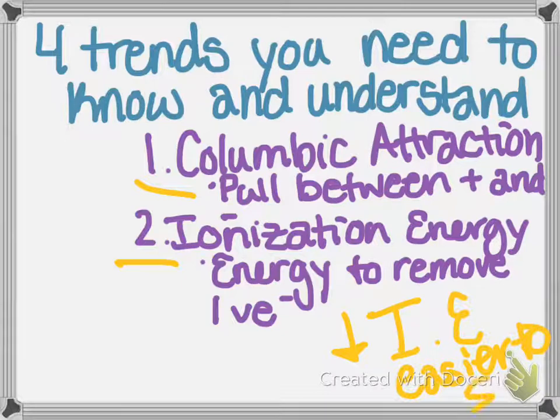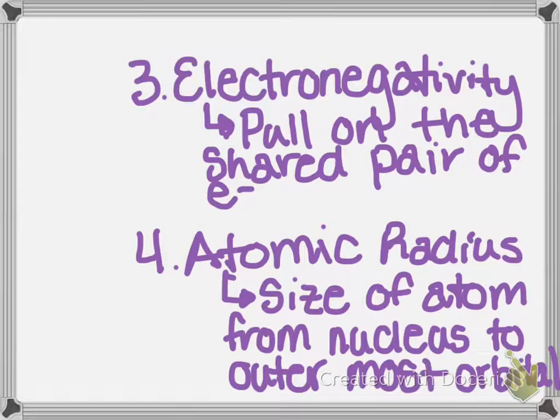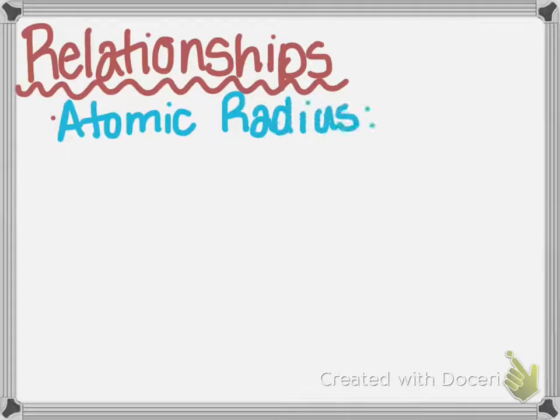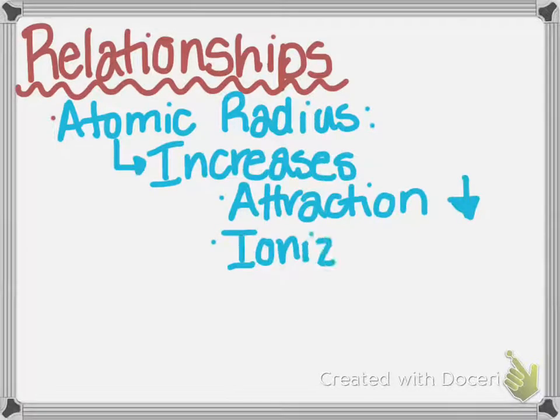And then our other two that we're going to look at are electronegativity, the pull on a shared pair of electrons, and atomic radius. Atomic radius is the size from your nucleus to that outermost string, okay? To understand these trends, you have to understand that they're all interconnected. So let's start with the first one: we're going to look at the relationship between all of them.